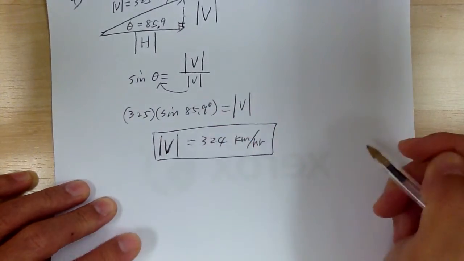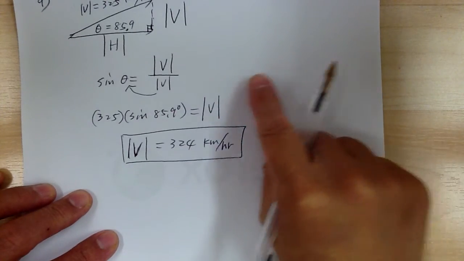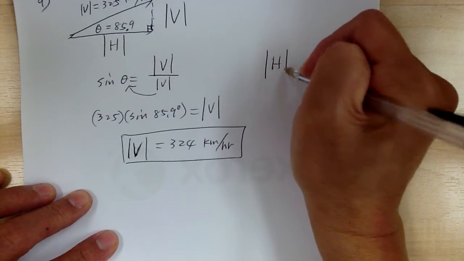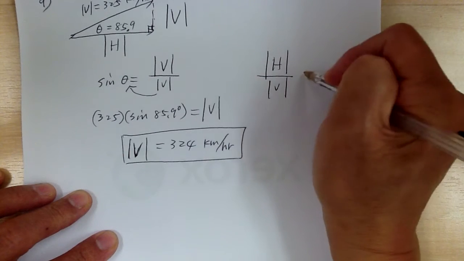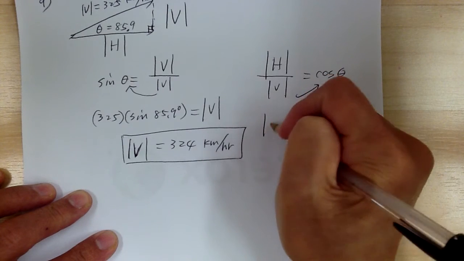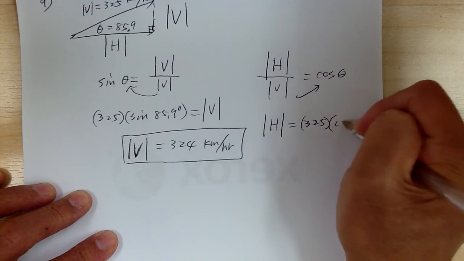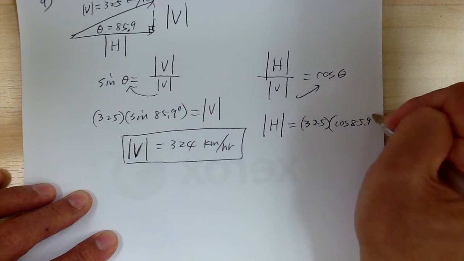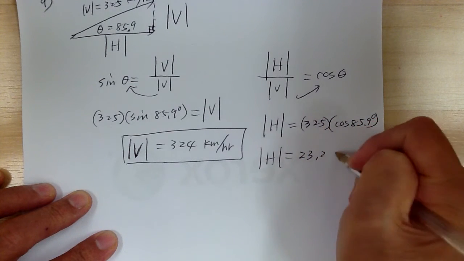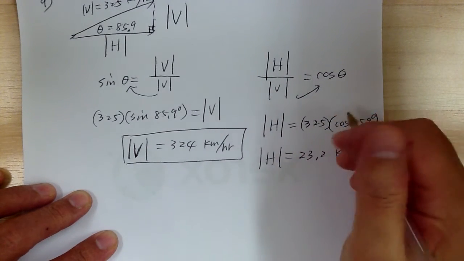Okay. And you can do the same thing with the horizontal. I'm going to put the trigonometric function on the right hand side so you don't have to switch around. So let's do this. So you got horizontal over the small v equal to cosine theta. So move this to this side. So big H, the horizontal component, will equal to 325 times cosine of 85.9 degrees. So H will equal to 23.2 kilometers per hour.